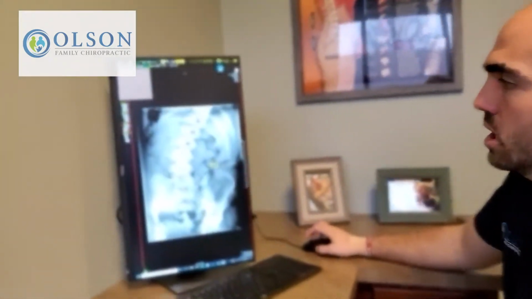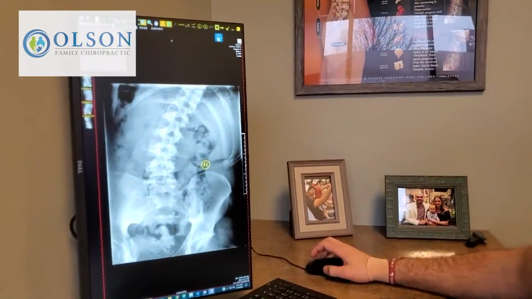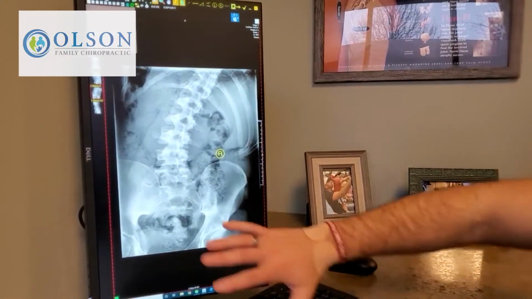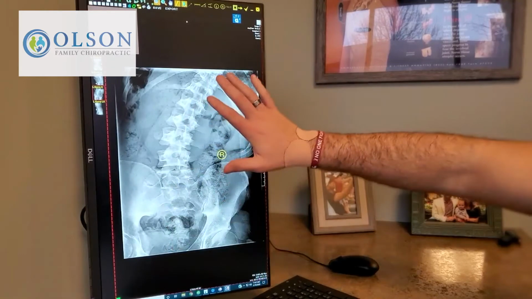So what I'm going to show you guys here is a good series and a bad series, and kind of what we should be looking at, how your low back should be functioning. When it comes to the lumbar spine, I want to see a nice smooth C-shaped curve here.